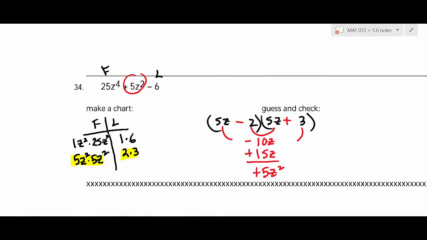So if you wrote it the other way around, now what I want to mention is if you wrote it this way, if you wrote 5z plus 3 and 5z minus 2, that's also correct. But one thing you do have to do is make sure that you have the negative with the 2 and the plus with the 3. But you can always have these things backwards. Okay? There's always 2 ways to write the answer.